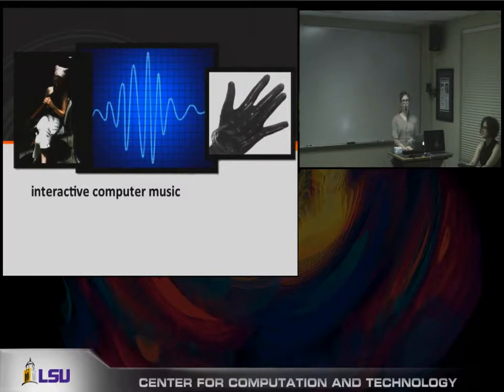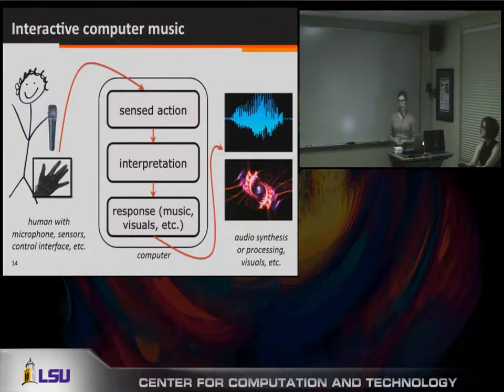Specifically interactive computer music performance, where you have some live human performers and you have computers that are either acting as musicians or acting as tools or instruments that people are using in the performance. And in a lot of these situations, we can talk about the computer system as having a component that senses some actions that a human does, interpreting those actions, and then responding by playing its own music, driving visuals, or doing some other action that is then exposed to the audience or to the performer.